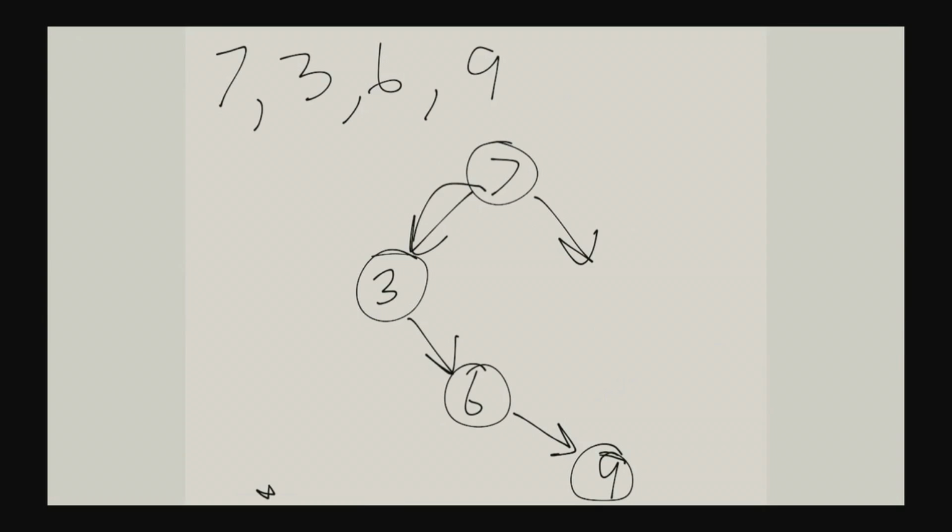Yeah, so it must be true that all values you can possibly reach by going to the left of 7 are less than 7. So if we go left of 7, and we get to 3, and we can still get to 6, we can still get to 9, but by having gone less than 7, we shouldn't be able to get to a number that's greater than 7. So this is not a valid binary search tree.